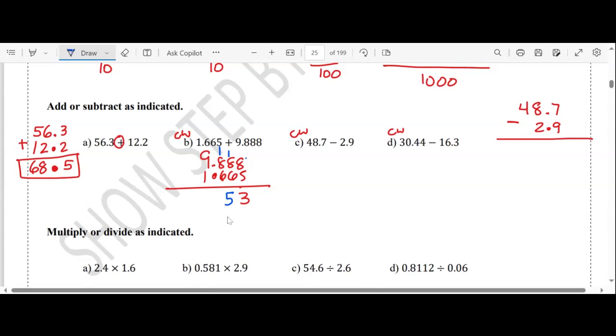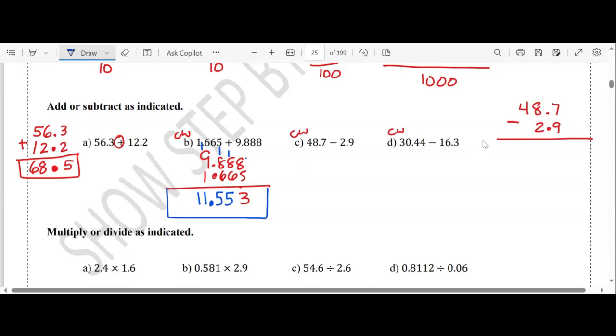8 and 6? 14. 14 plus 1? 15. And you carry 1 with you. 1 plus 9, plus 1? And where is the decimal point? Is this clear? Do you get the same answer or a different answer?